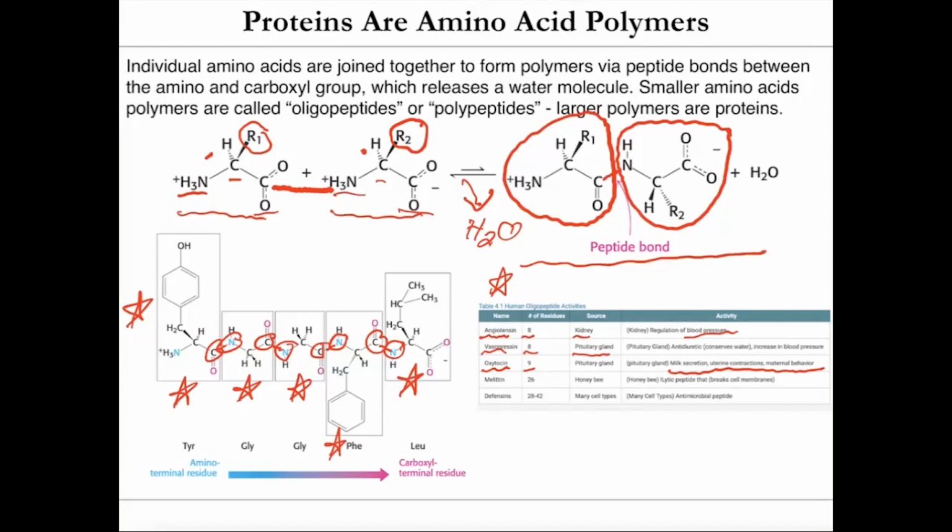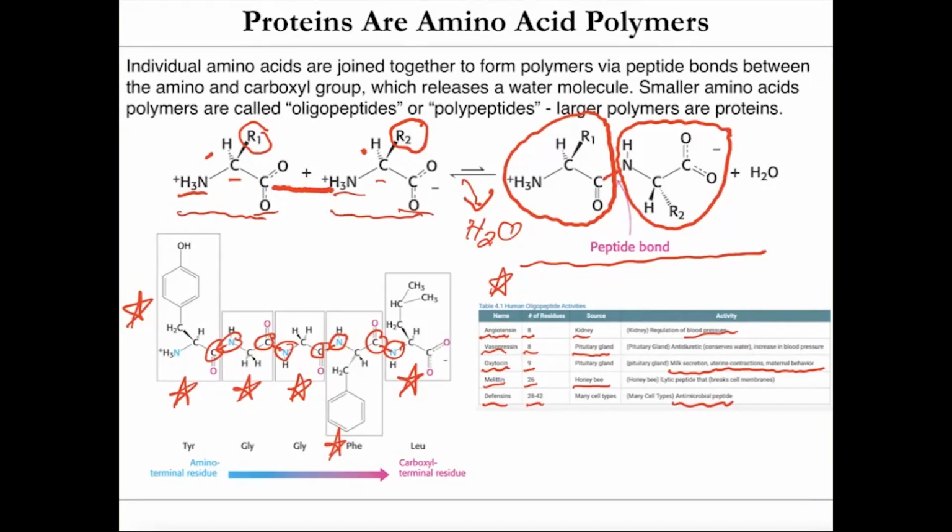And there's also an example of melittin, which is 26 amino acids long, which is still very long. And this is actually, if you get stung by a honeybee, the peptide that breaks cell membranes, so it can cause lysis of cells. And then there's defensins, which are 28 to 42 amino acids long. And those are basically antimicrobial peptides. So when they're in proximity to a bacteria, they can cause that bacteria to lyse. Anyway, so these are some examples of very small peptides, 8 to 40 amino acids long.